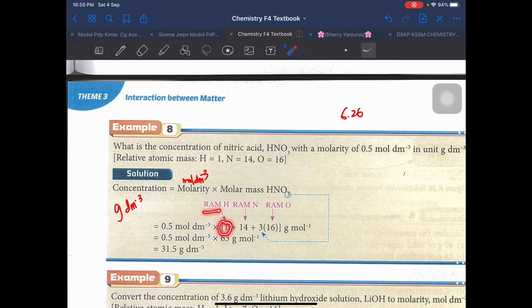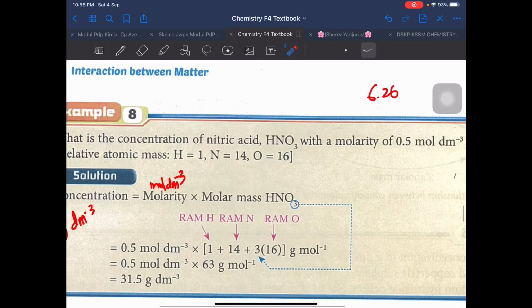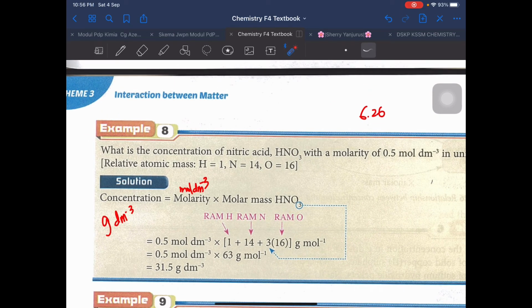1 is the RAM for H, 14 is the RAM for N, and 3 times 16 because O, oxygen adalah 16. But dia ada 3 atom here. So what you need to do, you times 3. This is how you find the molar mass. So after you found the molar mass, then you can times, okay, with the molarity. So let me show you how the formula becomes like this.